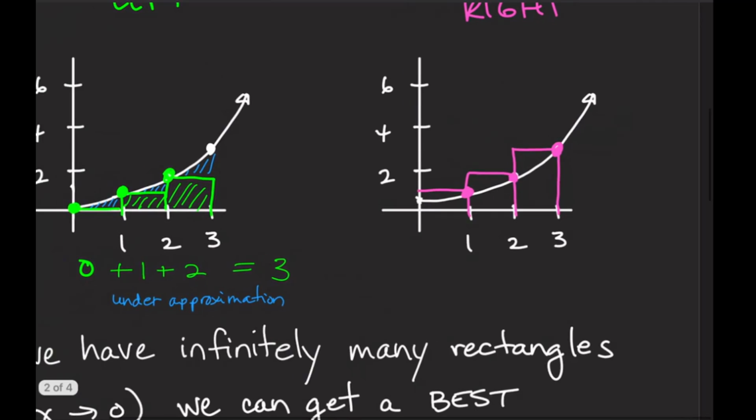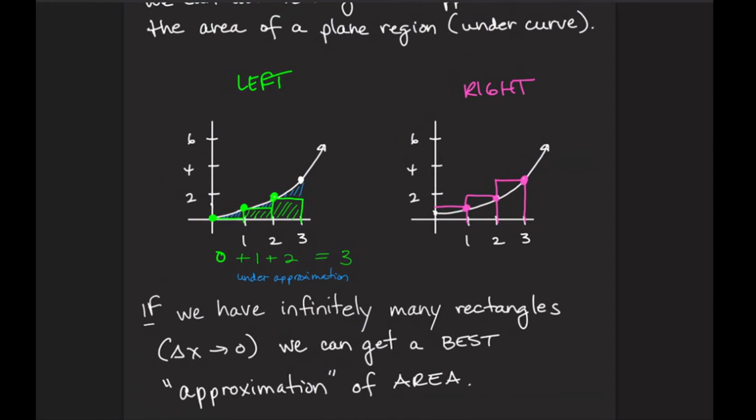And let's take a look here. This is using the right end. So what that means is for each interval, I go over to the right, up to the curve, and come back and draw my rectangle. So from 1 to 2, I'll go over to the right-hand side, up to the curve, draw my rectangle. From 2 to 3, I go over to the right-hand side of the interval, go up to the curve, and draw my rectangle.